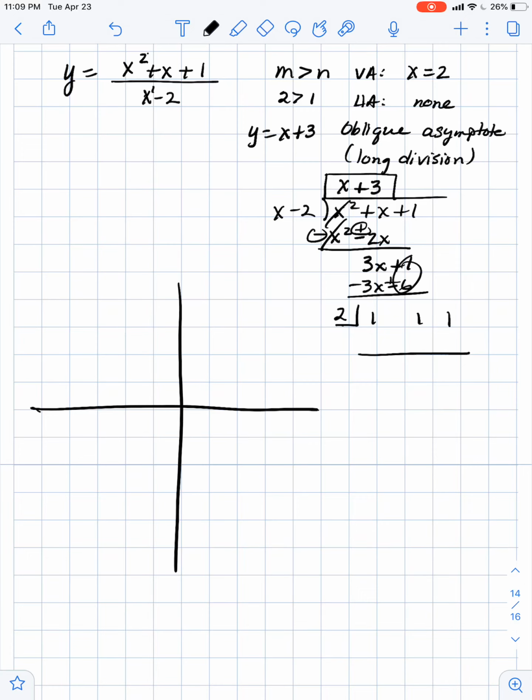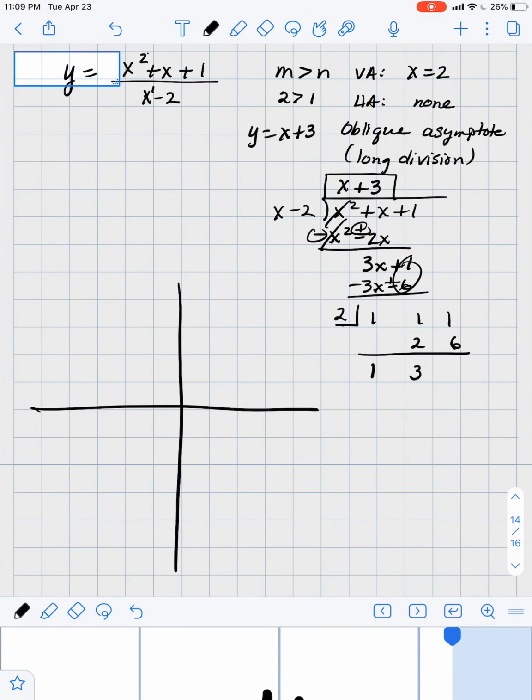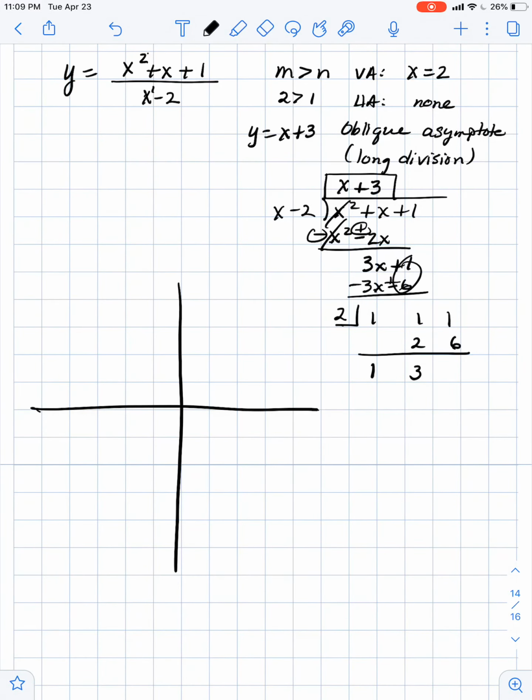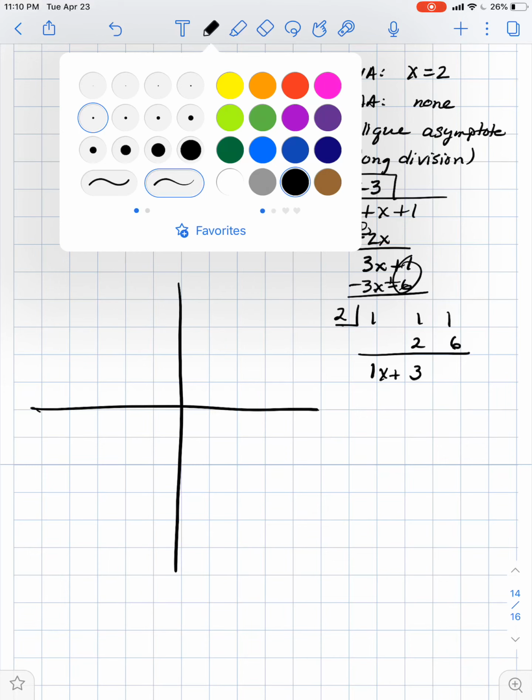Okay? So I was going to show you this here. If I drop the 1, that's 2, 3, 6. So there's my 1, 3, and then your 6 there. And so x plus 3. Okay? So definitely you could do it that way. I don't really care. It doesn't matter to me. I'm so used to doing long division because that's how I was taught, but however you want.